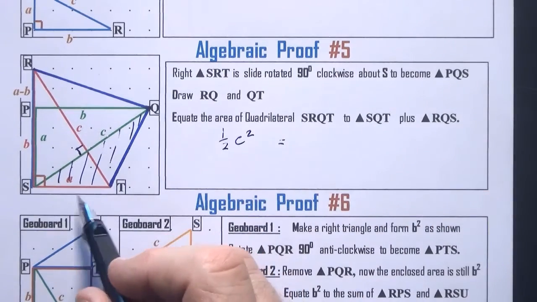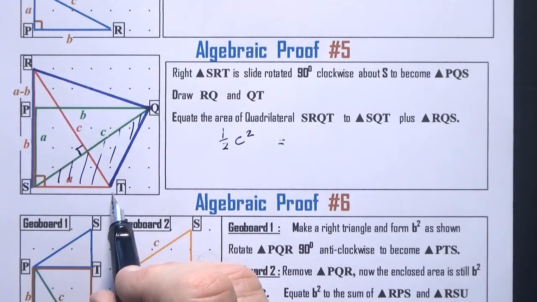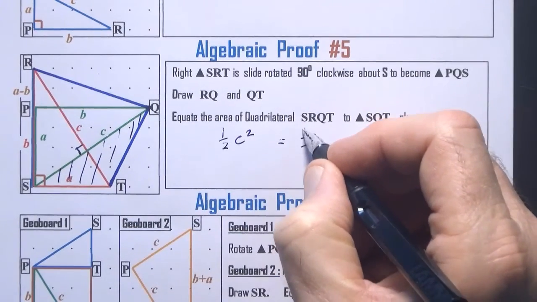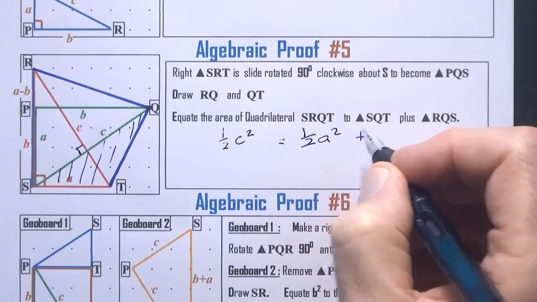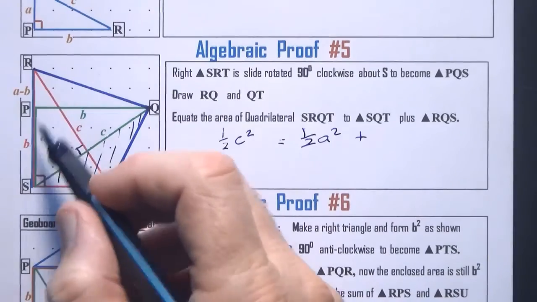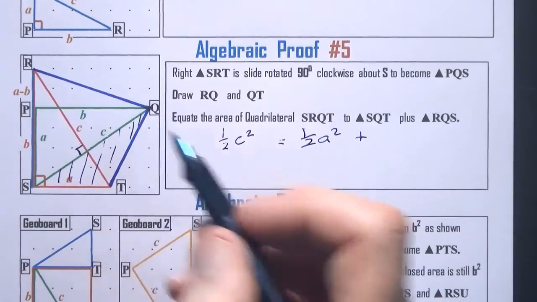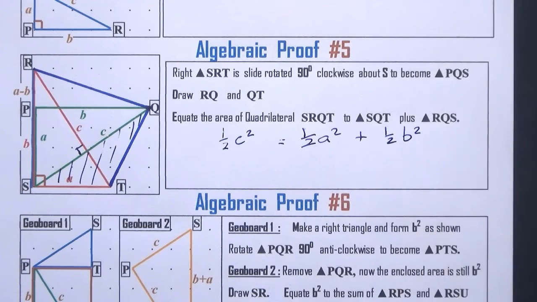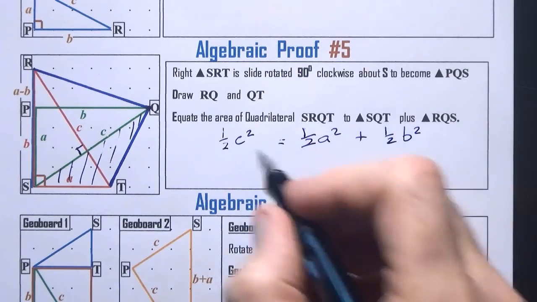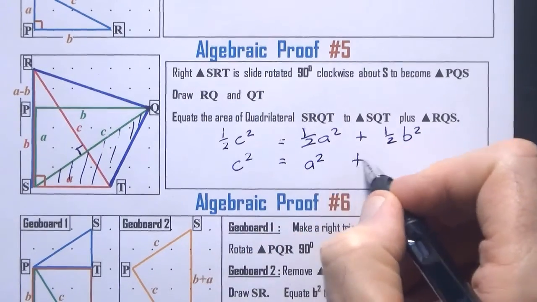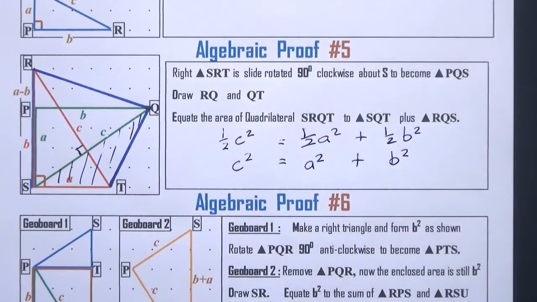SQT, well, the base is A, the height is also A, so that's half A squared. RQS, well, that has a base of B and a height of B. Half B squared. I just multiply the whole equation by 2, and C squared equals A squared plus B squared.